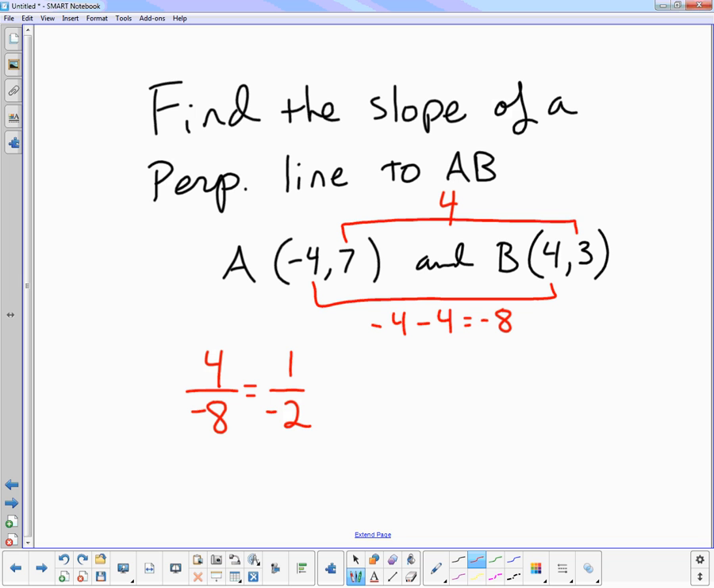And now we flip it, and we change the sign. And this becomes 2. I flipped it upside down and changed the sign.